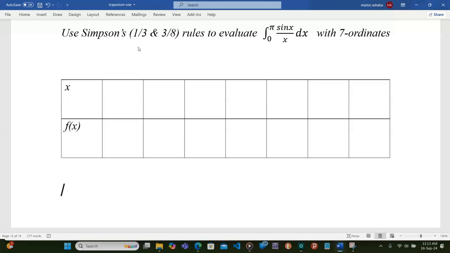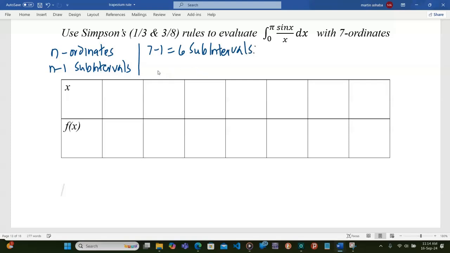First of all, we need to understand, if we have 7 ordinates, how many subintervals. If we have n ordinates, then we have n minus 1 subintervals. What does that mean? This problem is going to have 7 minus 1 equal to 6 subintervals.